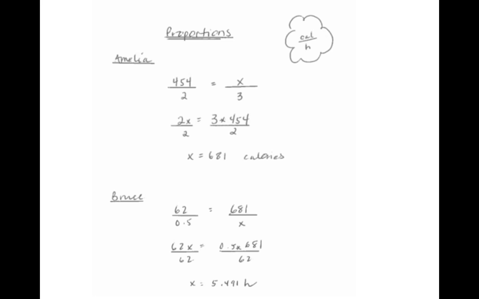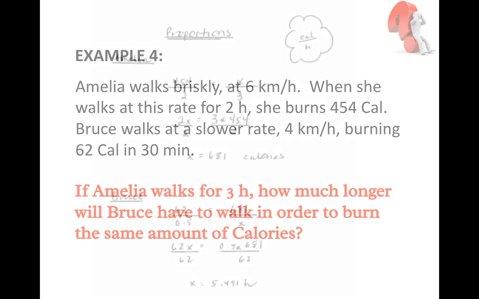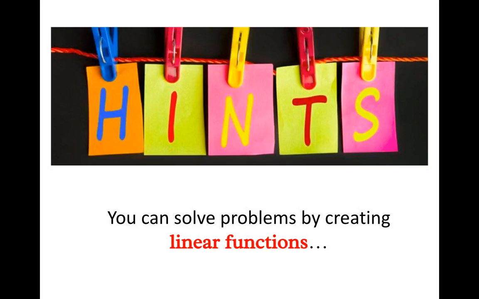Now, one thing you do need to notice about this question is that it says, how much longer will Bruce have to walk in order to burn the same amount of calories? So that means if he has to walk 5.5 hours and she walked 3, then Bruce has to walk 2.5 hours longer than Amelia. Now, that was the method we call using proportions.